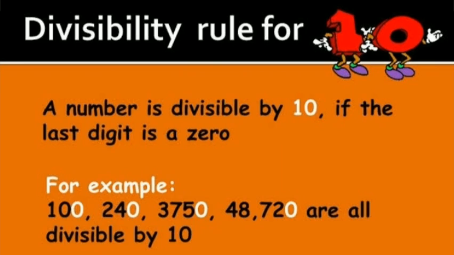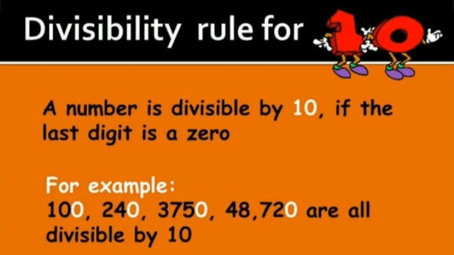Next rule, divisibility rule for 10. If a number has 0 in the ones place, then it is divisible by 10. For example, 100, 240, 300, 3750, 48,720 are all divisible by 10 because they have 0 in the ones place.